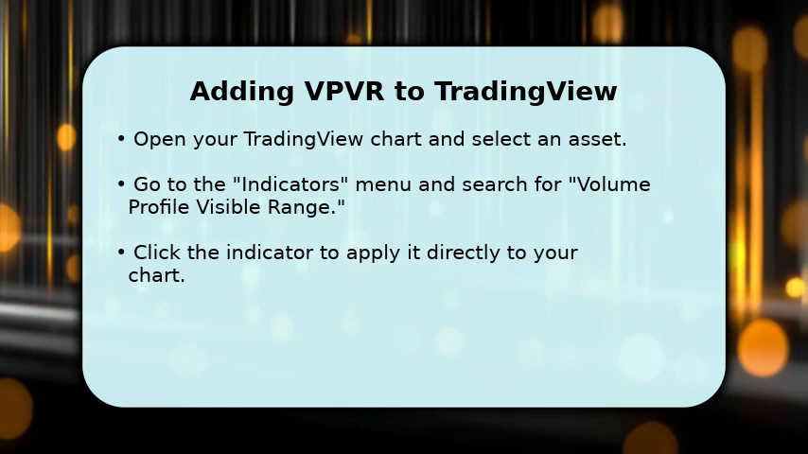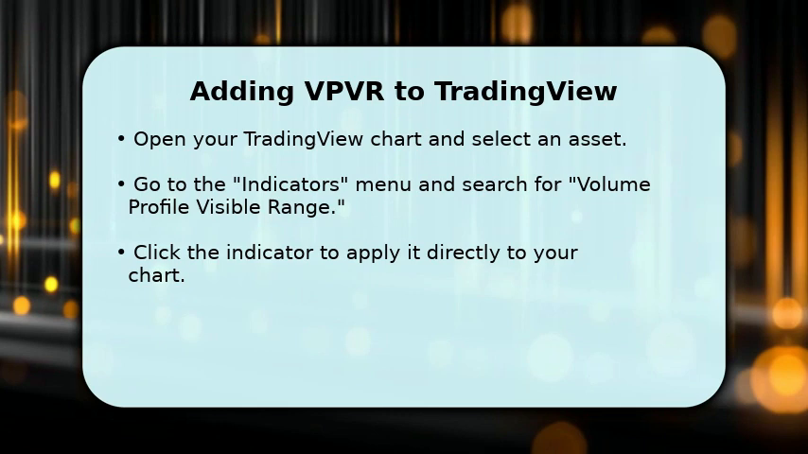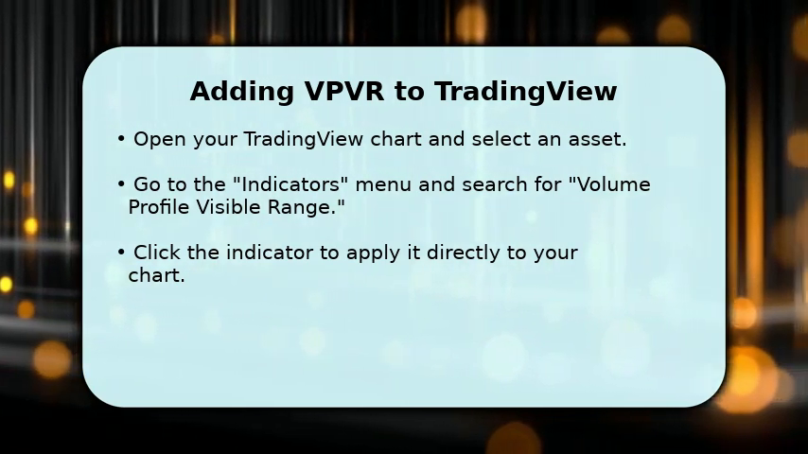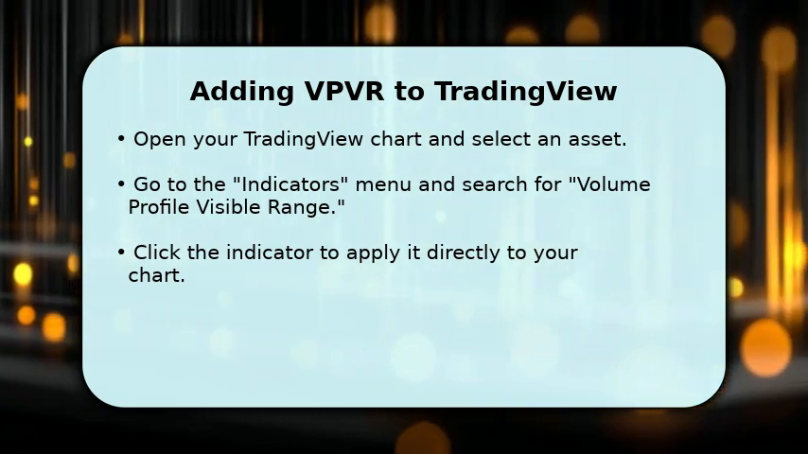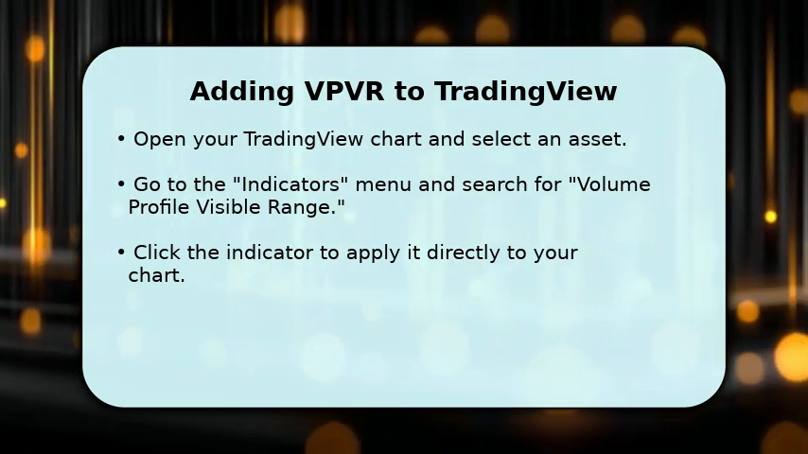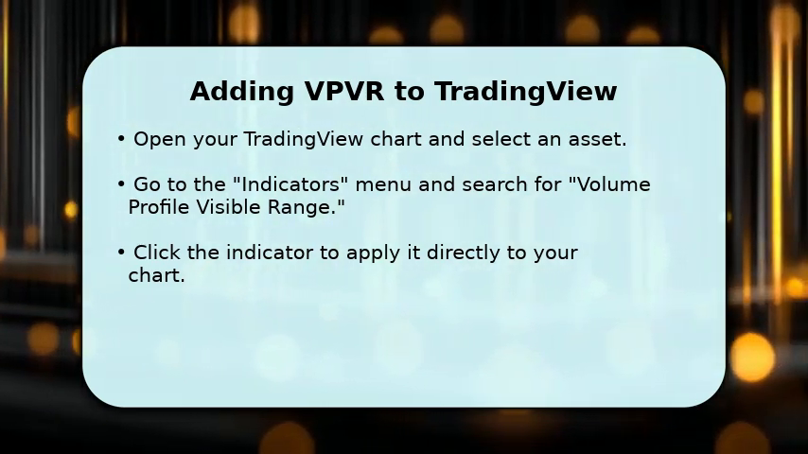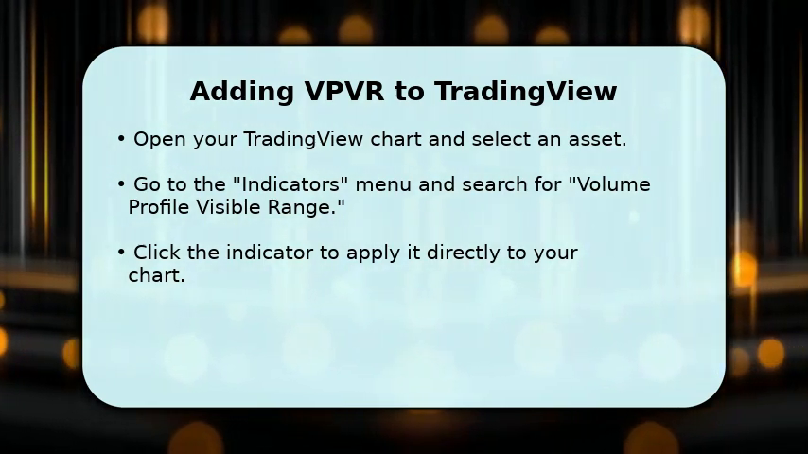Adding VPVR to your TradingView chart is straightforward. First, open your preferred chart for any asset you are analyzing. Next, locate the Indicators button at the top of your screen and click it. In the search bar, type Volume Profile Visible Range and select it from the results. The indicator will then appear on your chart, ready for analysis.